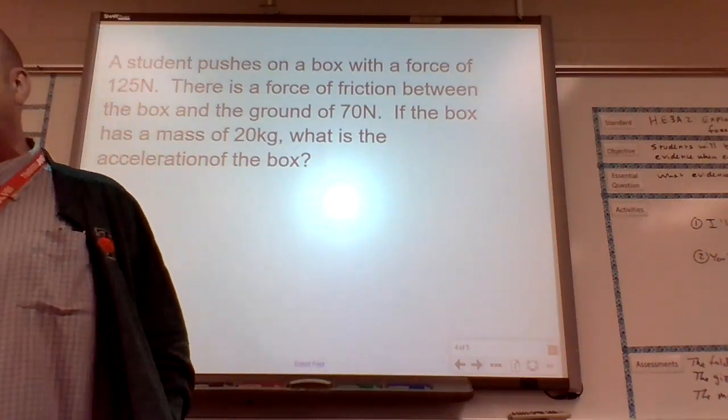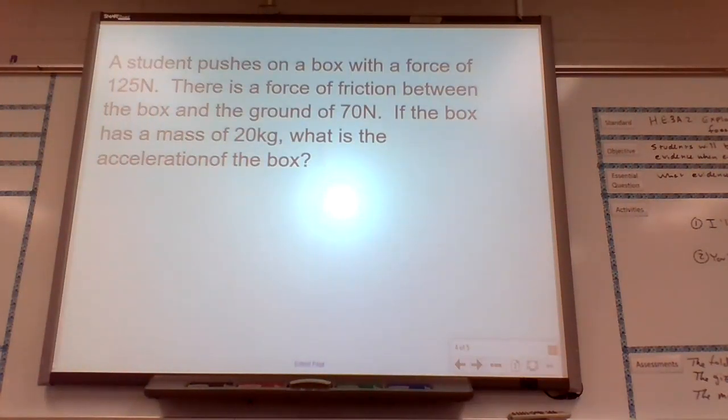This problem, again, takes it up to another level. As I mentioned when I started, the force in this equation is typically a net force, and it's not out of the realm for me to ask you to find a net force first and then use the equation to calculate something. So in this case, a student pushes on a box with a force of 125 newtons. There's a force of friction between the box and the ground of 70 newtons. If the box has a mass of 20 kilograms, what's the acceleration of the box?